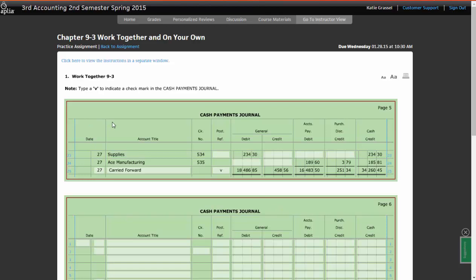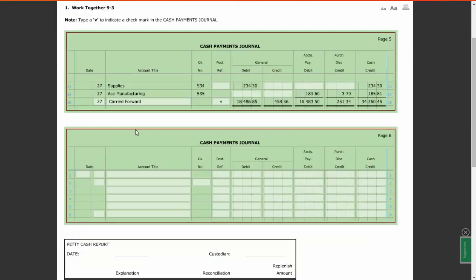Now, they didn't give us all the lines, so thankfully you don't have to go through and do the math. But what we do have to do is, on top of page 6 of our cash payments journal, get our totals brought forward. So what month are we doing? March. Okay, so we're going to do March. What is our date? 27th is going to be the same date from the previous day. And instead of carried forward, we're going to write brought forward. Post reference, I'm going to put a check mark or the letter V. And then I put the numbers from the bottom of the one page on the top of the next.